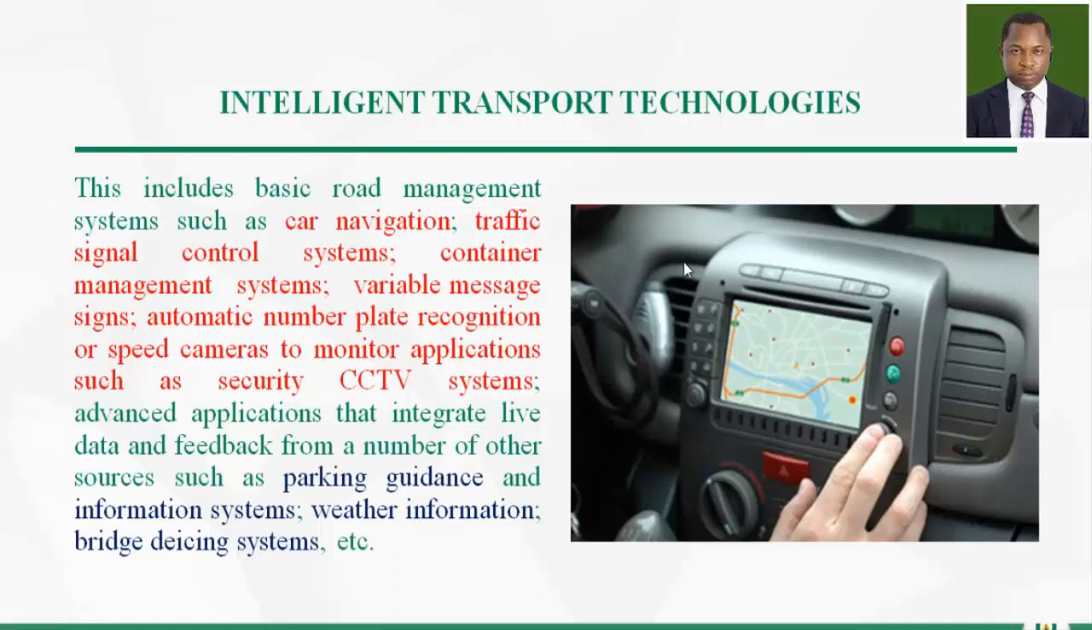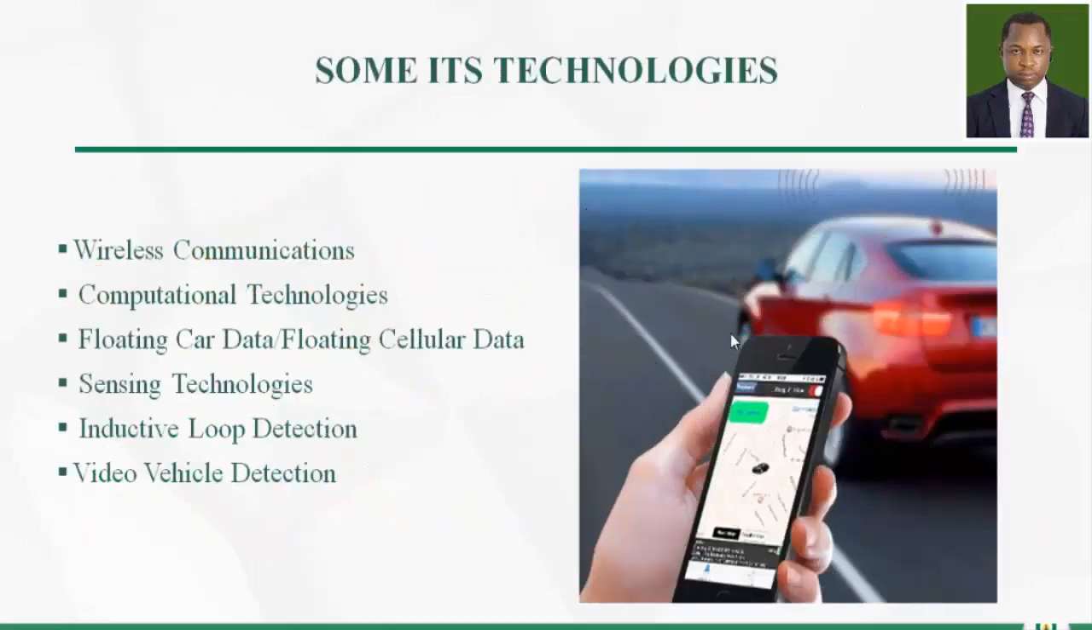Now let's move on to see some of the ITS technologies. Let's see some of those common technologies categorized. Some ITS technologies include wireless communications, computational technologies, floating car data, floating cellular. This is commonly known as tracking, a tracking device that is installed on vehicles to monitor their locations.